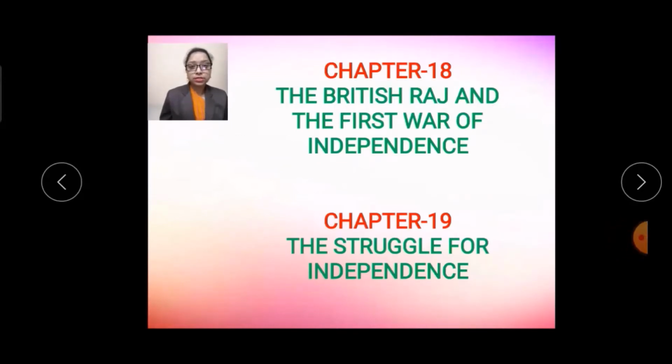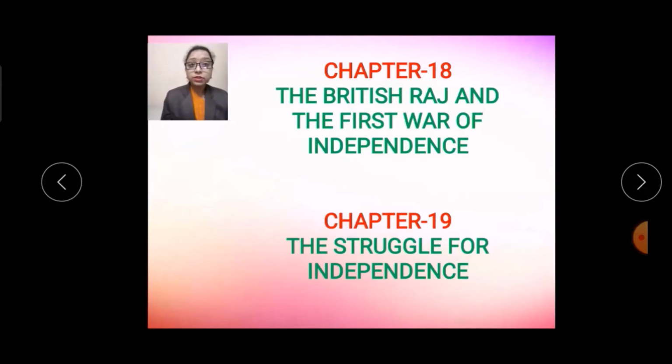Before starting our chapter, let's revise what we have studied in our previous chapters. Yes, I said chapters, because chapters 18, 19, and 20 are connected to each other. Till now we have studied that the British came to India as traders. Earlier, their main concern was only trading.